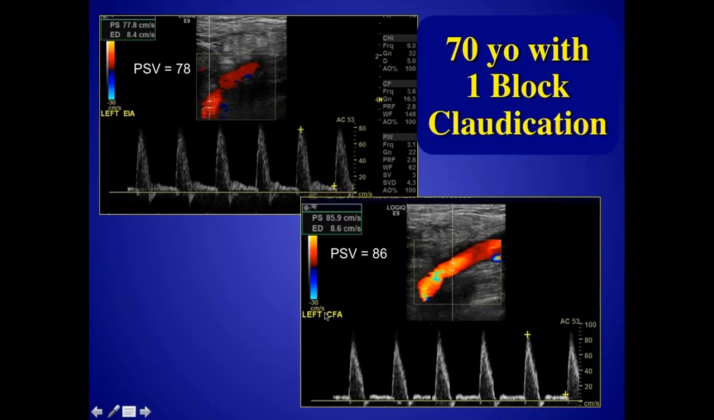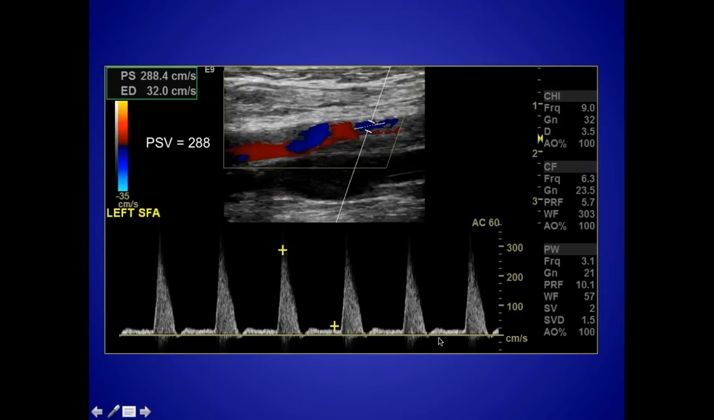We move down to the common femoral. Velocity is 86. Lower range of normal. And the waveform is still triphasic. So again, I think so far we're doing pretty well. With a good rapid upstroke, I think the inflow is okay. So we're going to continue to move down the leg.